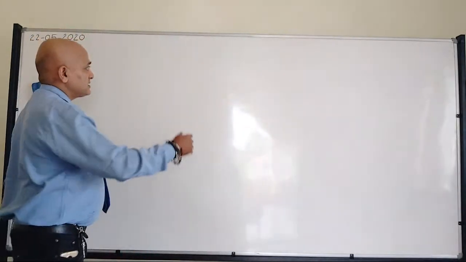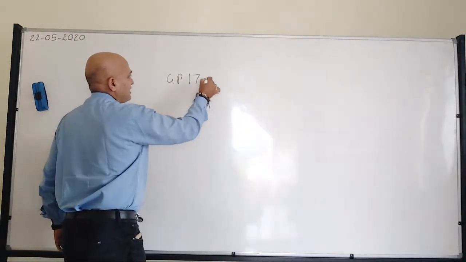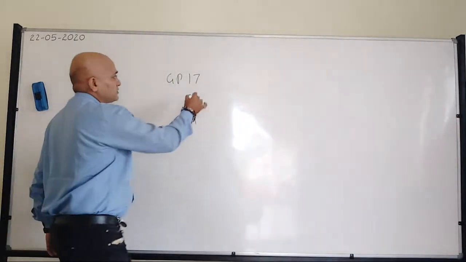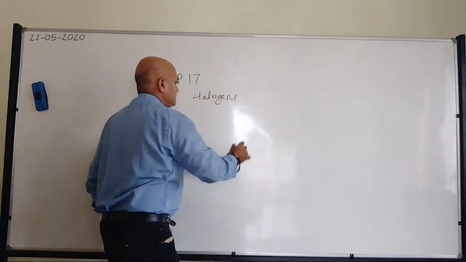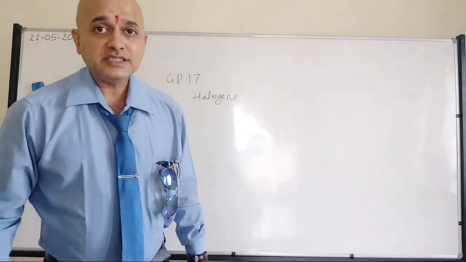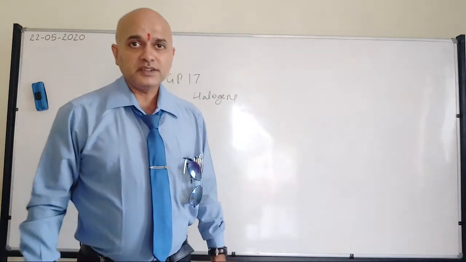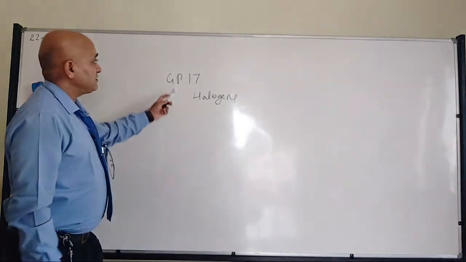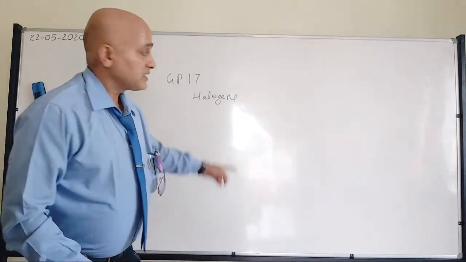So we have discussed the elements of group 17, right? Which are also called halogens. That is because they are salt formers or producers. That's where we have NaCl, sodium chloride, which is a salt. So that's where we have the group 17 elements, which can also be called halogens.